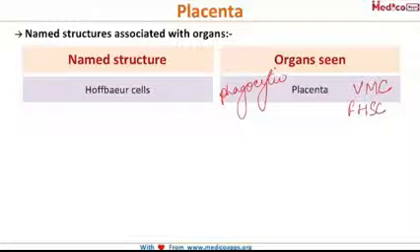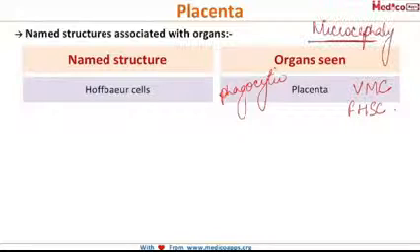Now there is one important thing about these Hofbauer cells. The Zika virus affects these Hofbauer cells, and it is through this that it infects the fetus. And what is the most important feature of Zika virus infection? It is microcephaly in the fetus.